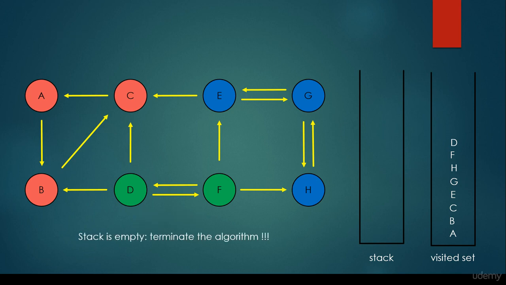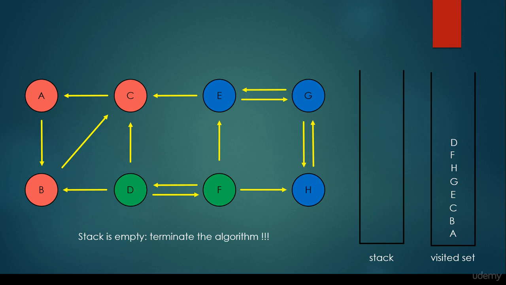So we keep popping the items from the stack. But we come to the conclusion that D has already been visited, and this time the stack is empty, and we have to run our algorithm as long as the stack is not empty. In this case, we come to the conclusion that it's over. We have managed to find all three strongly connected components, so the algorithm terminates.